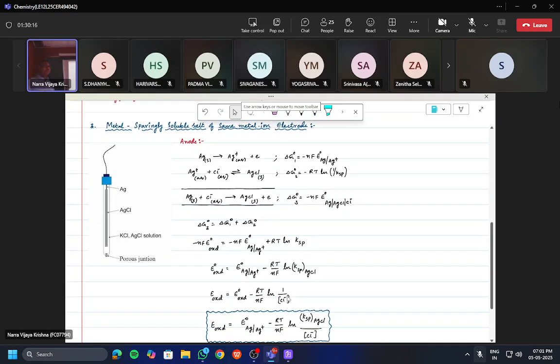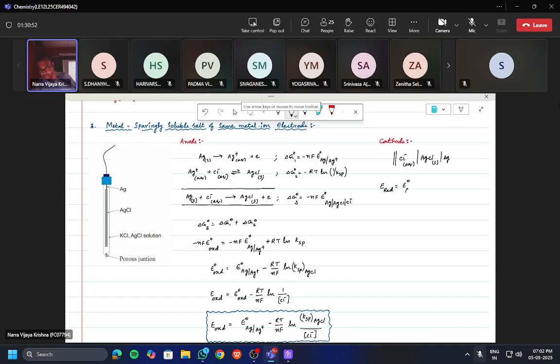Is it clear or not? Right? If the same thing is used as cathode, now we'll write the cathodic reaction as salt bridge, Cl minus, interface, AgCl, interface, Ag. Response, sir? Now, what is E reduction equal to now?